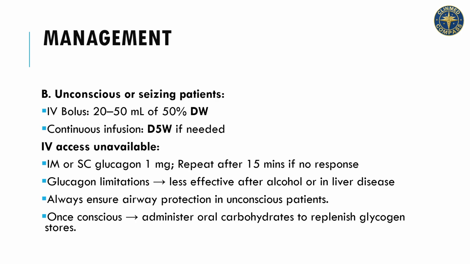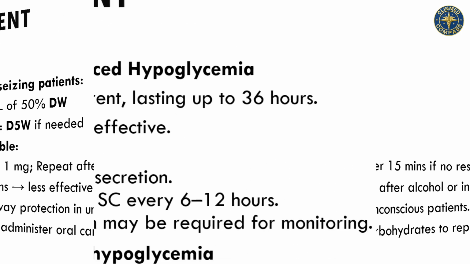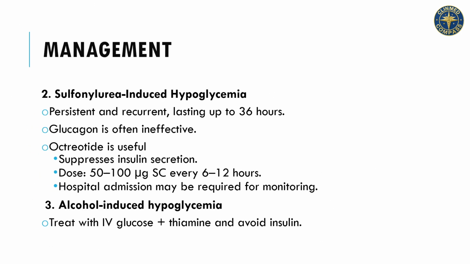Important considerations include: glucagon is less effective in patients with alcohol intoxication or liver disease. Always ensure airway protection in unconscious patients. Once the patient regains consciousness, administer oral carbohydrates to replenish glycogen stores. Sulfonylurea-induced hypoglycemia is particularly challenging because it is often prolonged and recurrent, lasting up to 36 hours. Glucagon is usually ineffective. Octreotide is useful in its management because it suppresses insulin secretion.